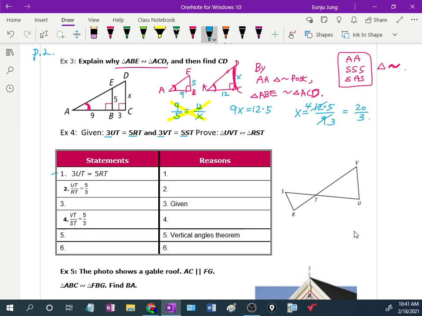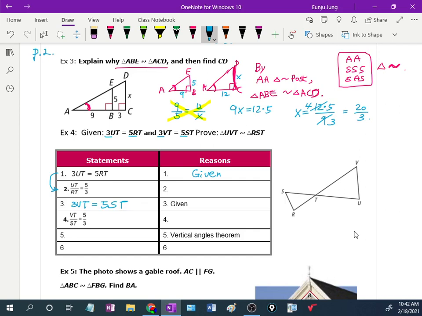So from the first reason to the second statement, let's think about writing this. What is going to be the reason for the first statement? We saw it, right? What is it called? Given, that's right. And I see another given in number 3. So what do I need to put in number 3? The other one, that's right. So we saw that, and that is called given information.